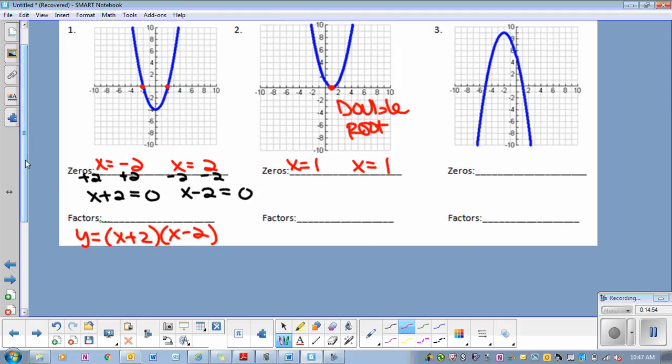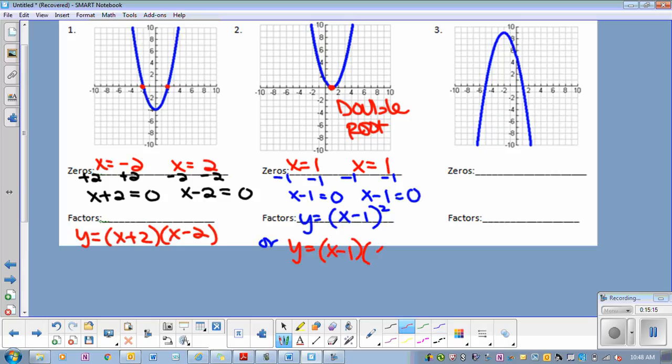Then if I turn these into factors, minus the 1, equals x minus 1 squared, right? You could write it as x minus 1 squared. Or, if you'd like, you can write them both out: x minus 1 times x minus 1. It doesn't matter. I don't have a preference either way. It's totally up to you.